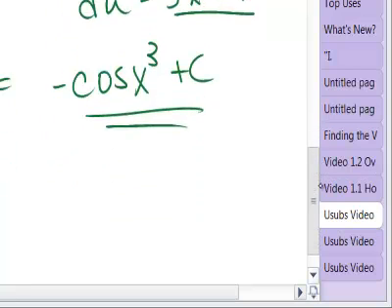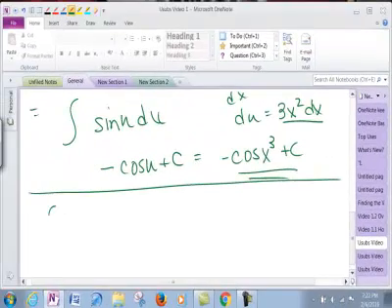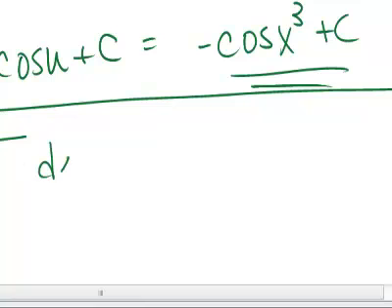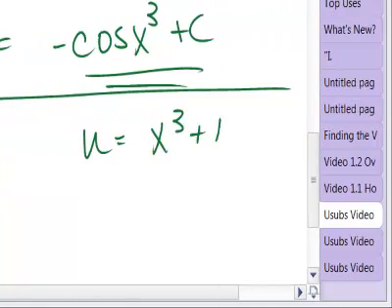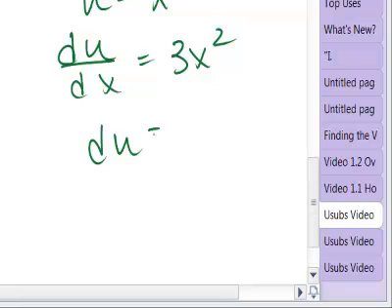Okay, what do you think so far? Not bad? Let's do one that's a little bit more challenging. This time we're going to take the integral of x squared times the square root of x cubed plus 1 dx. Sorry, I had that wrong at first. So the u is going to be what's underneath the square root, x cubed plus 1, and so du dx equals 3x squared, or du equals 3x squared dx.